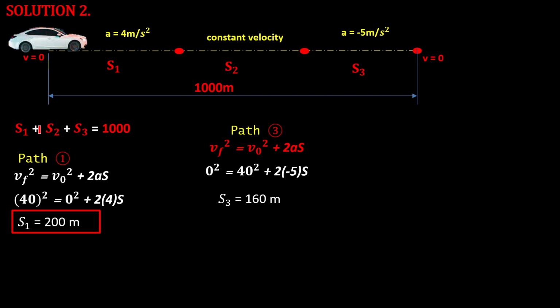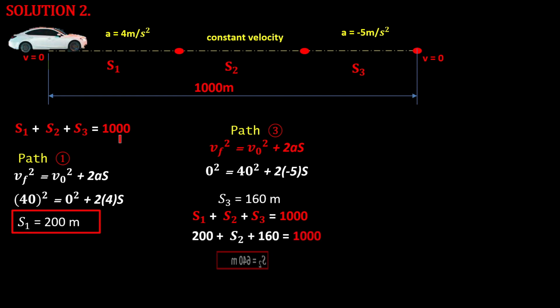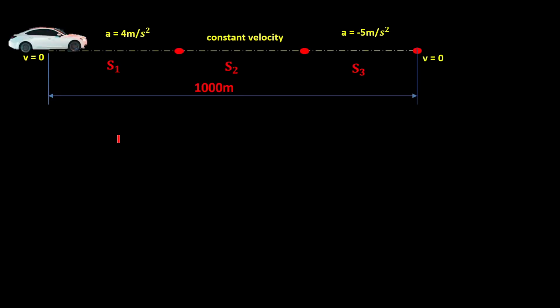Pero hindi yun ang tinatanong. Ang tinatanong is yung S2. So, using this equation, S1 is 200, S2 unknown, plus S3, 160. So, yan. 200 plus S2 plus 160 equals 1,000. S2 will be 640 meters. Next question is the total time of travel. Kailangan natin kumputin yung time na tumakbo dito. Time 1, time 2, time 3, then pag-plus-plus lang natin.